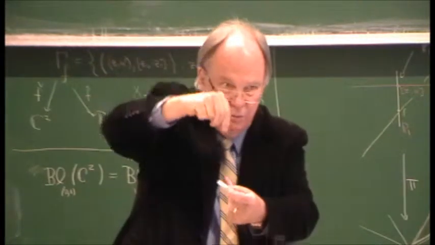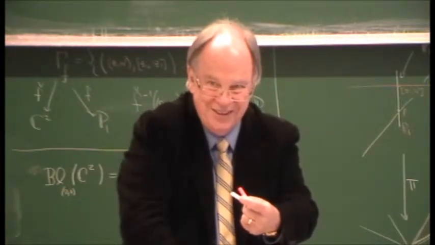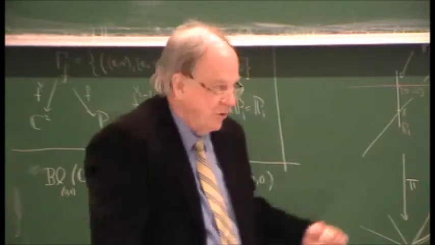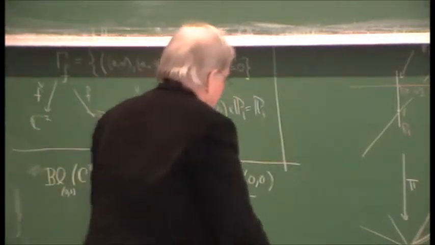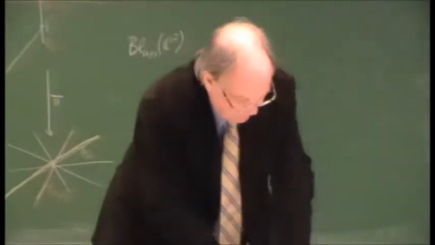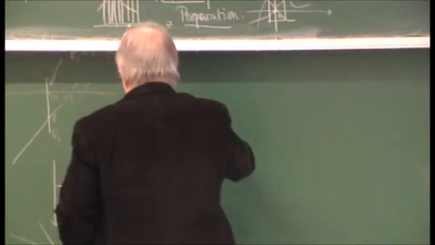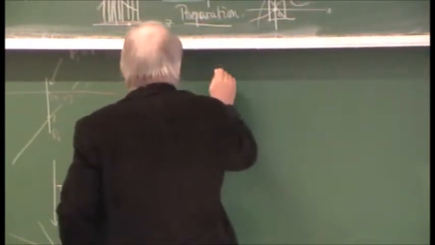But if you would blow this tube down, they would all intersect in the point downstairs. Okay, that's what's going on. And this is an important example because we have the projection. We have the projection of the graph.